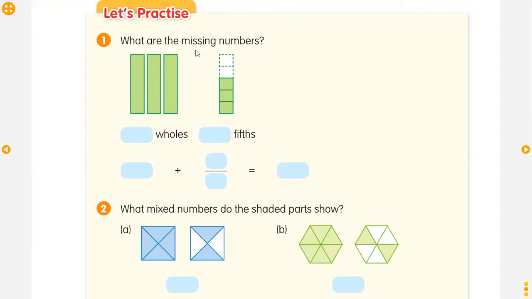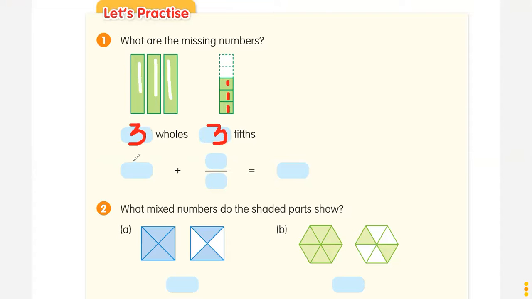Here, how many wholes do I have here? I have 1 whole, 2 wholes, 3 wholes. So I'm going to write down here 3. Exactly. Now, what about this part? How many shaded parts out of how many parts all together? Yes, 3 shaded parts out of 5 parts. It's written down here, fifths. So I write down 3/5, 3 shaded parts out of 5.